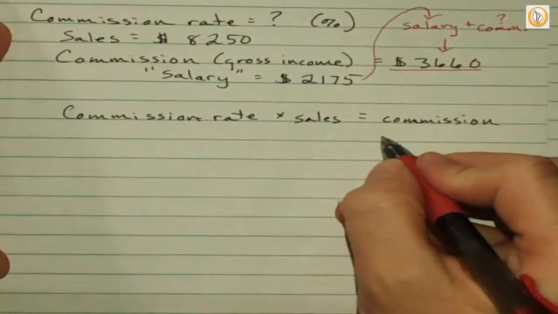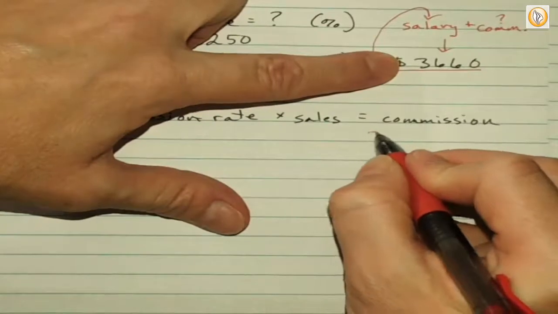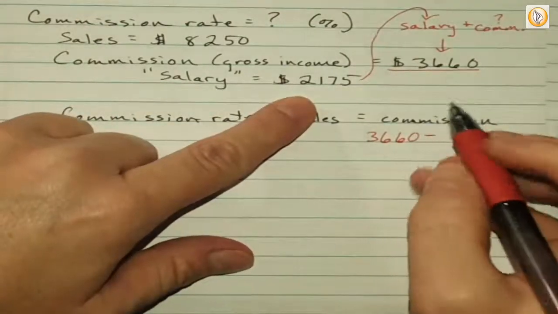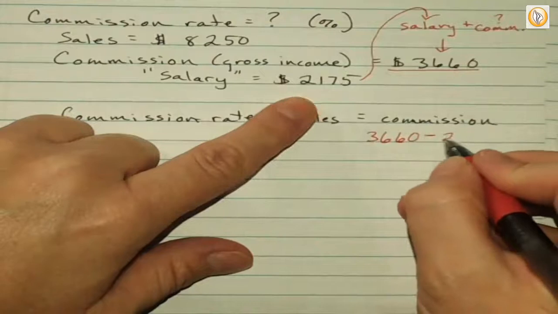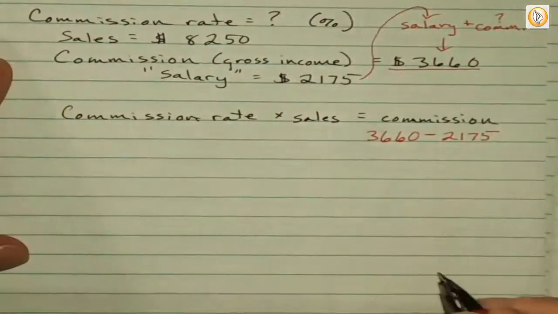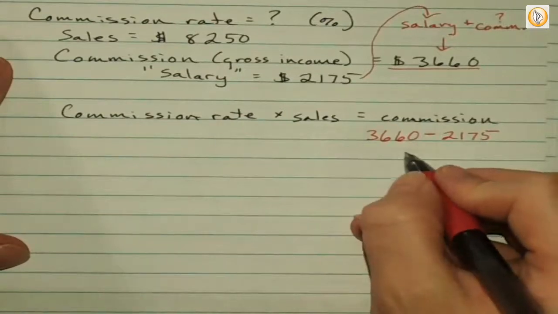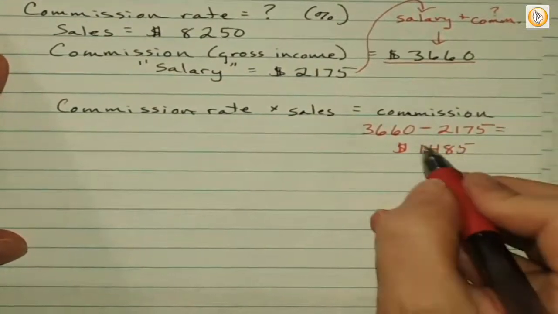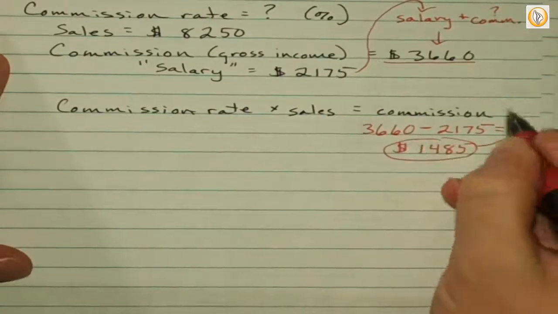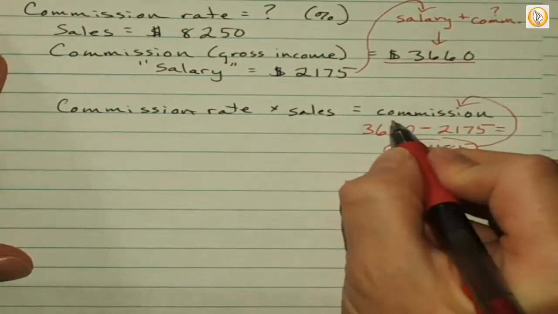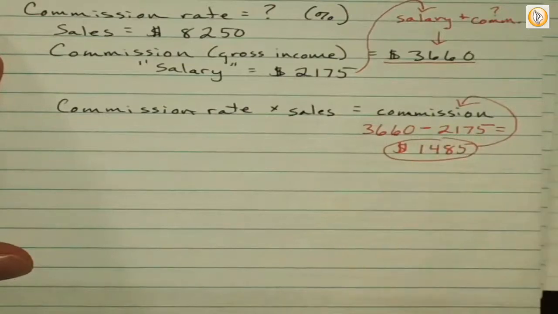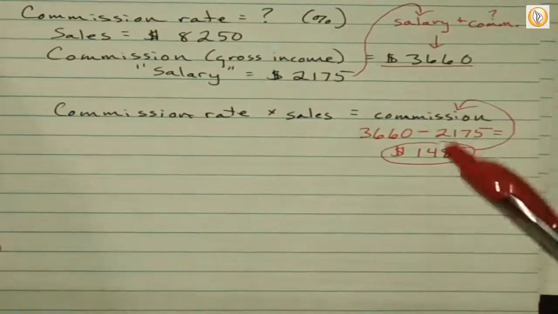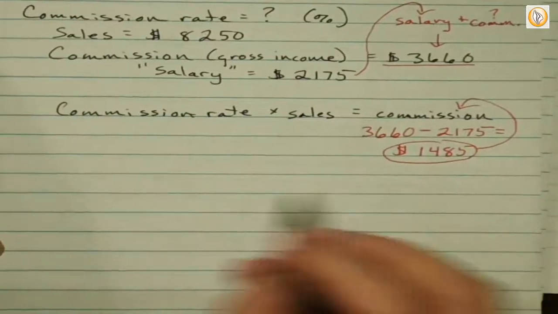So to find that, we're going to do the total income minus the salary. That's right. What do you get, Aiden? 1,485. Okay, so this is the actual commission. We have income minus salary. Does everyone see that? Okay, so now that we have our commission, we can rewrite this.